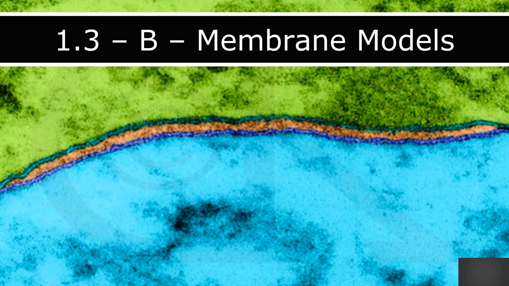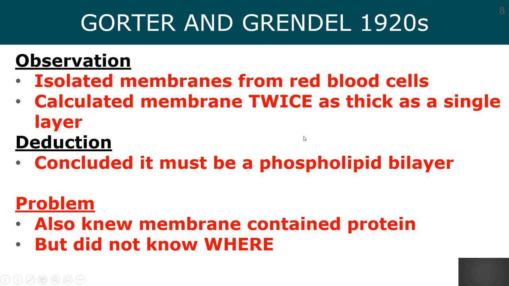We know a lot about how membranes are structured now, and this is an electron micrograph of a membrane right here. But that knowledge has been refined over a long time. It started back in the 1920s with Gorter and Grendel, who isolated membranes from red blood cells. They knew the thickness it should be if it was a single layer of phospholipids, but they realized that it was twice as thick. So they concluded that it had to be not one layer of phospholipids, but two.